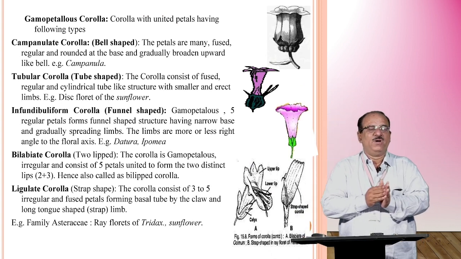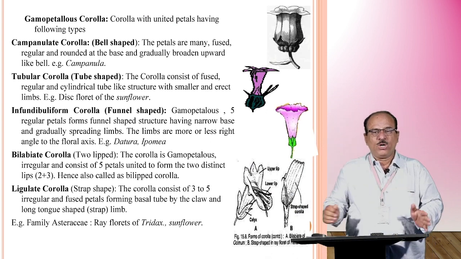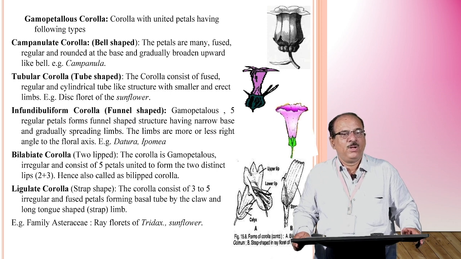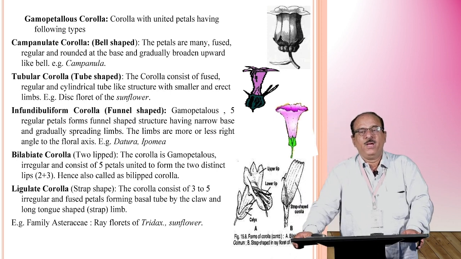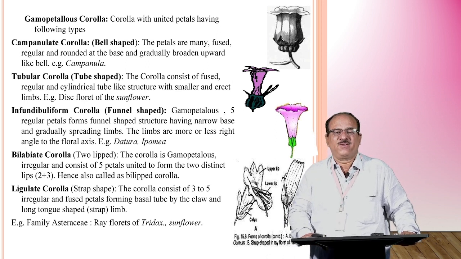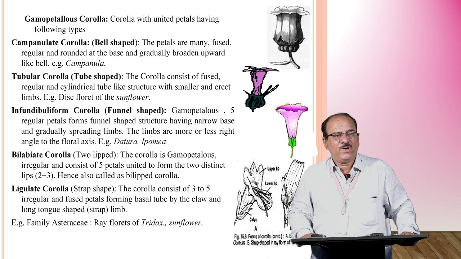The second floral whorl is the corolla. The corolla usually is brightly colored, and this corolla has the function of attracting insects or birds for pollination. Now, corolla, again, you have different types. First is the gamopetalous corolla, where petals are united.